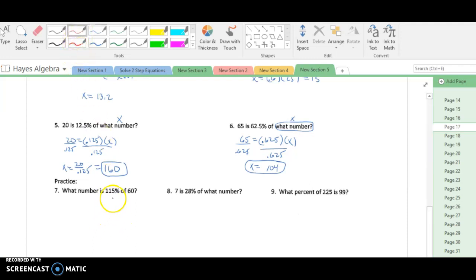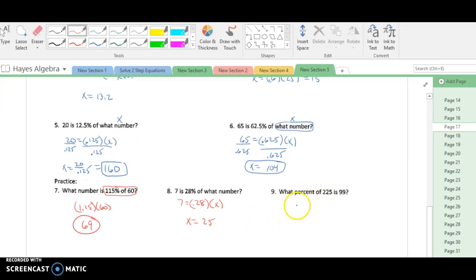So the first one, 115% of 60, right? Right away, you know you're going to do 1.15 times 60, and 1.15 times 60 is 69. So 7 is, right, 28%, so 0.28 times x. So x is equal to 7 divided by 0.28, which is 25.